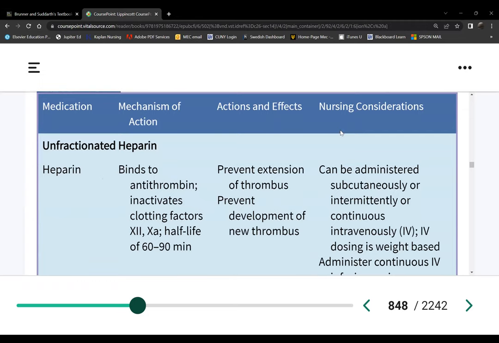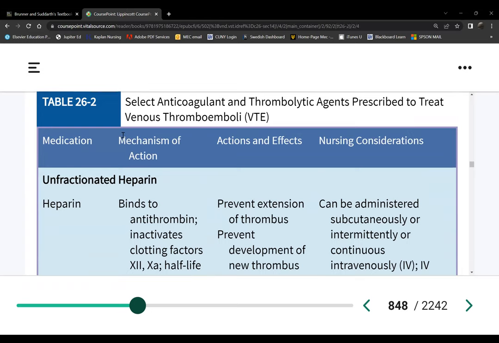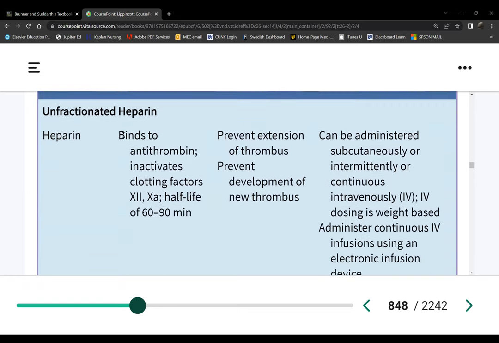All right, let's go to the anticoagulants. As far as the anticoagulants are concerned, can we send the patient home on heparin? No. To understand why the patient is placed on what anticoagulant, let's look at how they work. Heparin works by binding to antithrombin. Therefore, it prevents new clots from forming. It's a thrombin inhibitor. That's why it's called an antithrombin.